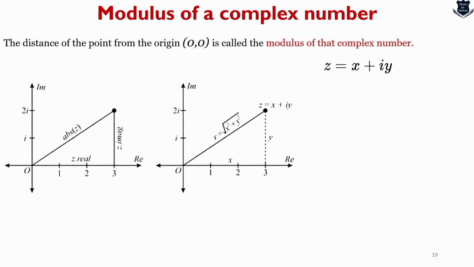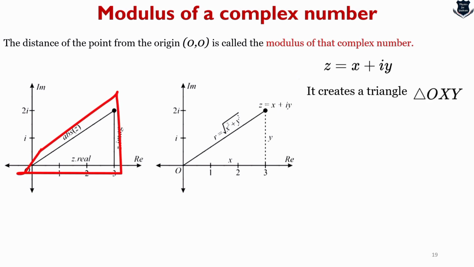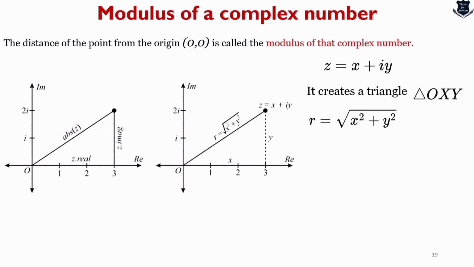Considering the complex number z equals x plus iy, which is plotted on a complex plane, it creates a kind of triangle like this one, OXY, with the x-axis as the base x and the perpendicular as y. So the distance of the point from the origin is the length of the hypotenuse, r. We use the simple Pythagoras theorem and we get this one.